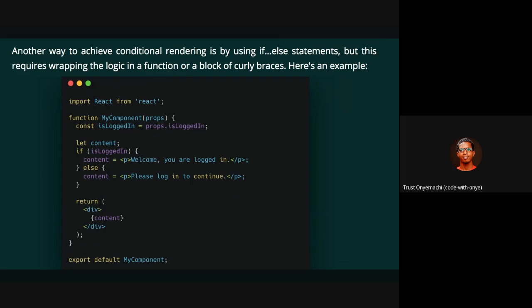The next way we can achieve this is by using the if else statement. It requires wrapping the logic in a function or a block of code. Yes, it's a simple example of how we can do that: same functionality, but instead of using the ternary operator, we're using an if statement.